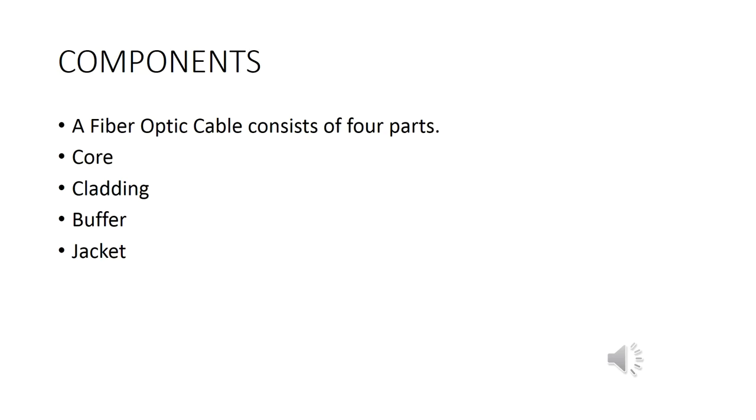The second one is cladding. Cladding is an outer optical material that protects the core. The main function of the cladding is to reflect the light back into the core. Then the main function of the buffer is to protect the fiber from damage. Thousands of optical fibers are arranged in hundreds of optical cables. These bundles are protected by the cable's outer covering, which is called the jacket.